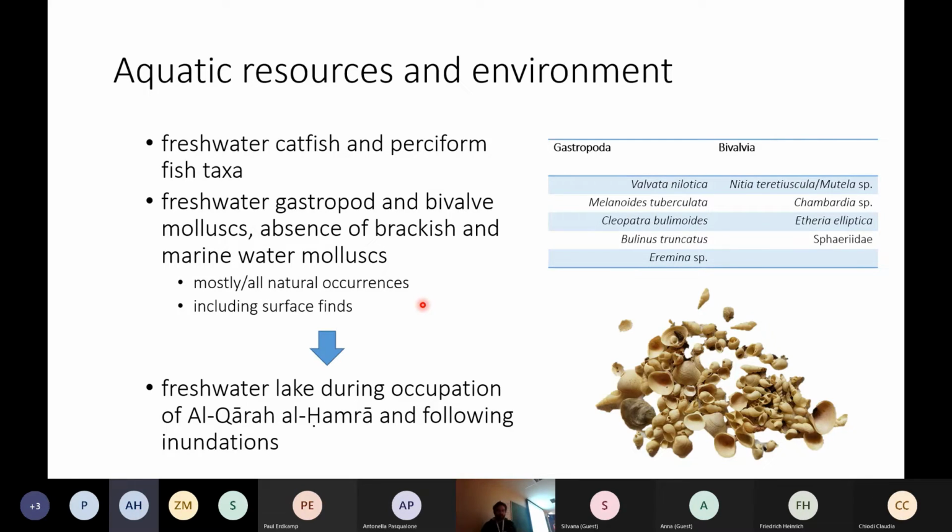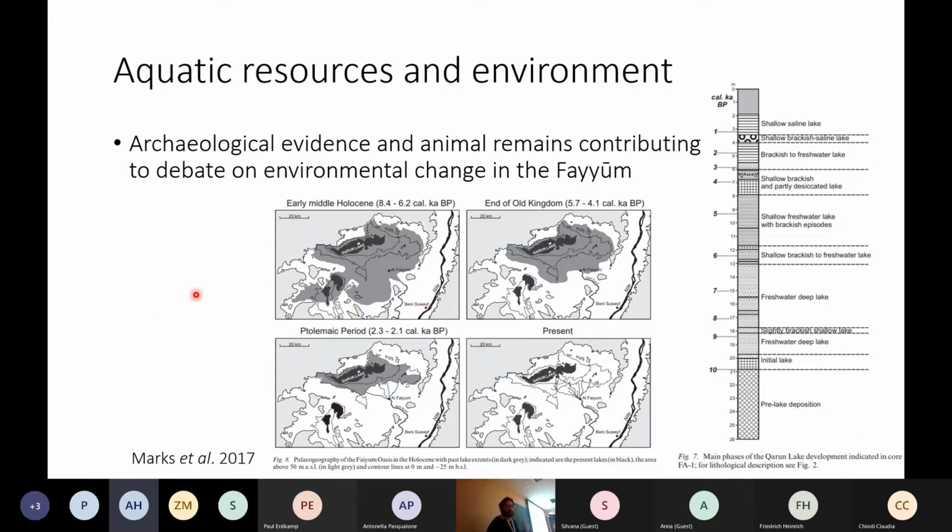And so what this is telling us is that the lake would have been a freshwater lake during the occupation of Qarat al-Hamra and in the following inundations. And this is important because we know very well that now Lake Qarun is very saline, and there has been a process of salinization that occurred through time. And so this can contribute to the several studies which have been made on trying to reconstruct lake levels and lake salinity in the Fayyūm. But the archaeological evidence may provide a sort of microchronological scale for these reconstructions, which often tend to regard wider time periods.